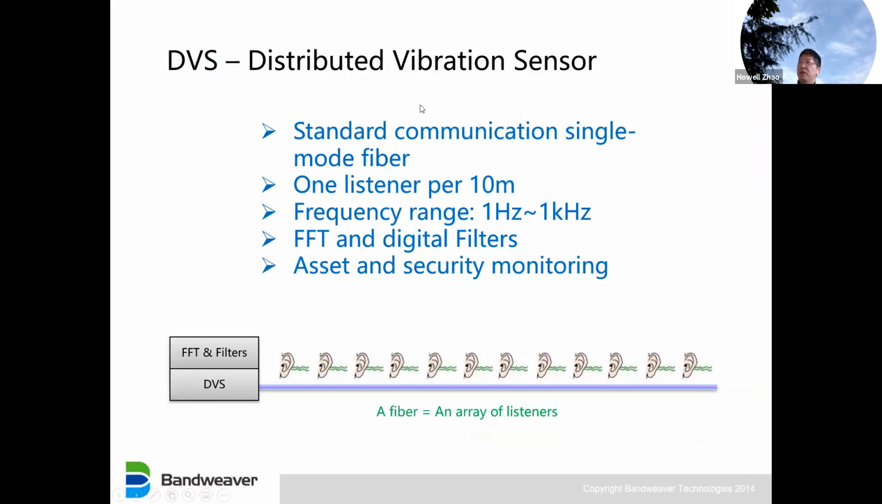And the DVS, so we'll move to the third topic, the vibration sensor or acoustic sensor. This sensor works like an array of vibration sensors to listen to outside vibration or voice. The frequency range is from 1 Hertz to 1K, so basically what human beings can hear.